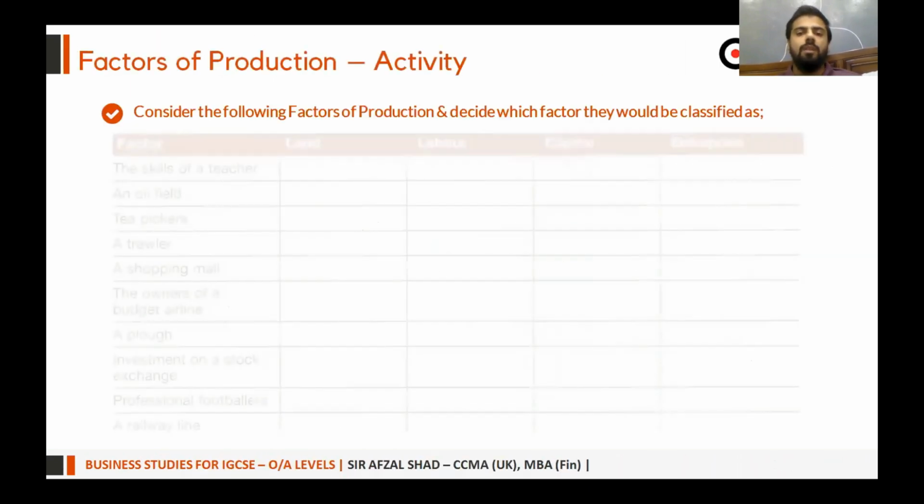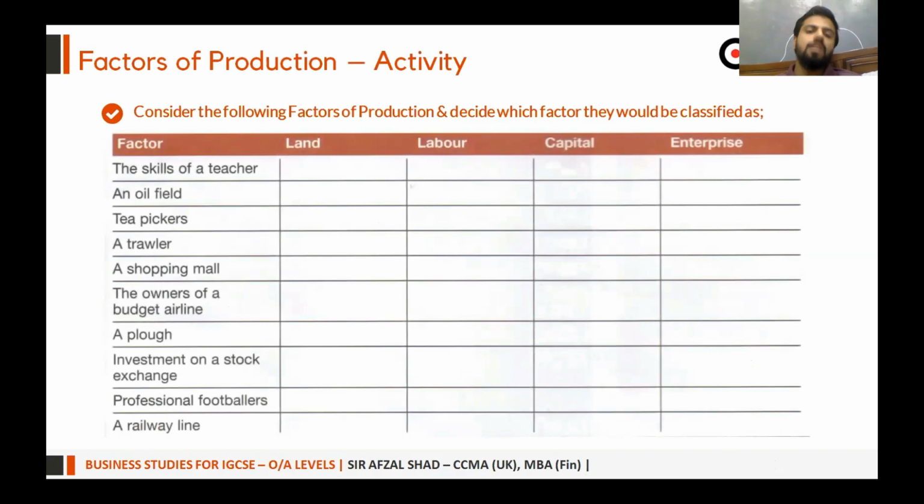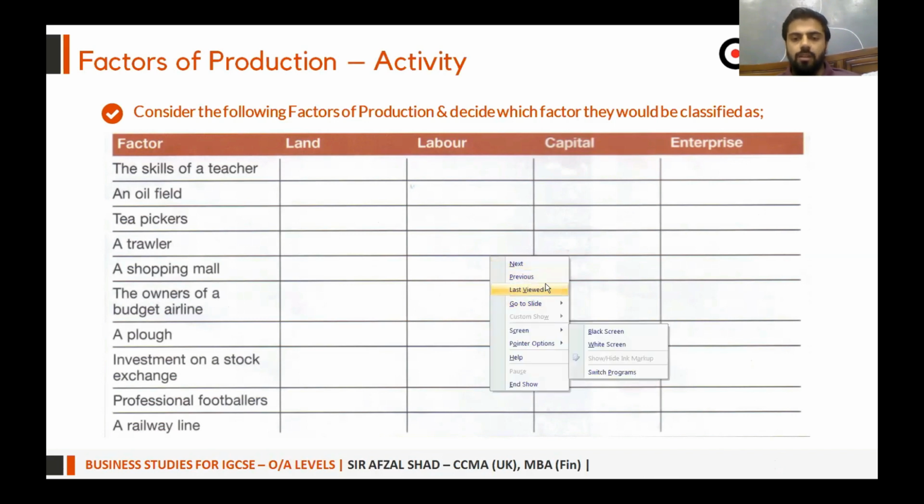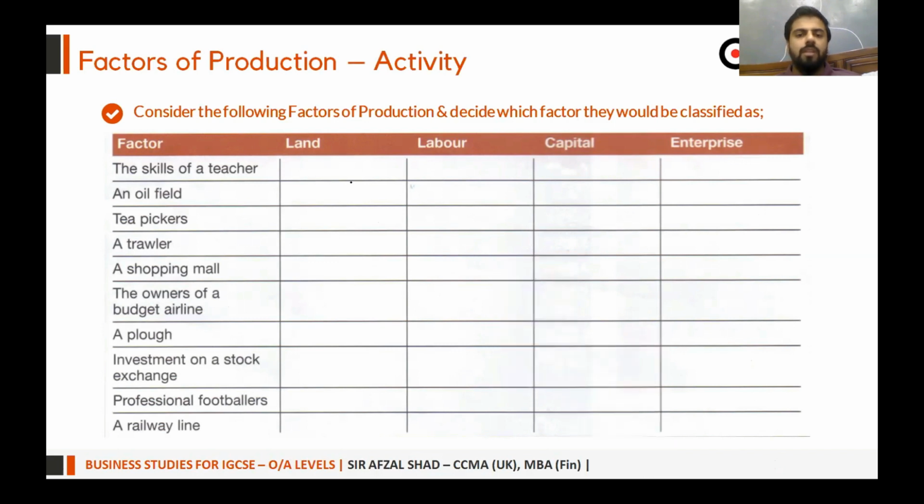Now think about the skills of a teacher. What do you think it is? The skill of a teacher might not come under the term of land, obviously. So the skill of a teacher is not land. It's not capital. It's not equipment. A teacher is not the owner or the manager of the organization.